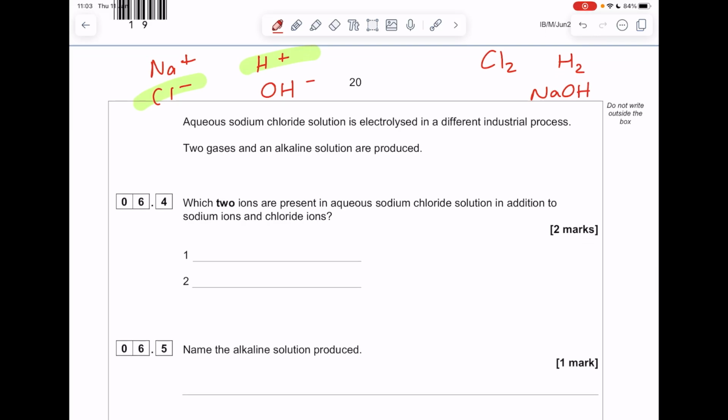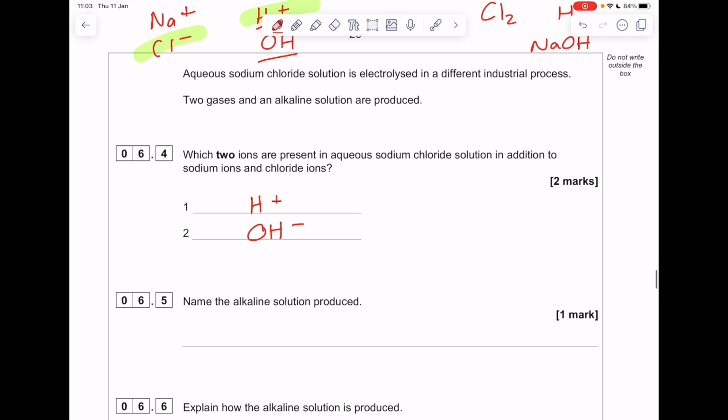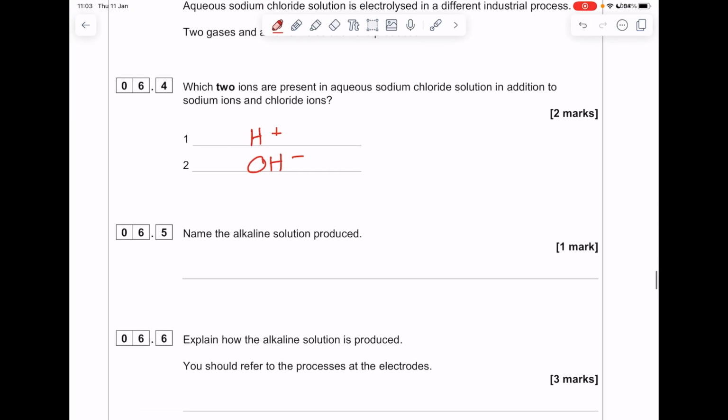Which two ions are present in aqueous sodium chloride solution in addition to the sodium ions and chloride ions? Wonderful, I've just mentioned that: H+ and OH-. Name the alkaline solution produced. There it is, sodium hydroxide.